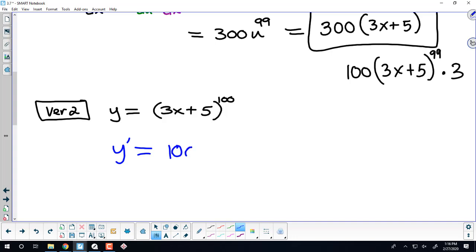So the original power comes out. We take 1 away from the power. So there's the derivative of the outside function, but we want to leave the inside function alone at this point. So the derivative of the outer evaluated at the inner, and then we multiply all of this by the derivative of the inner function.